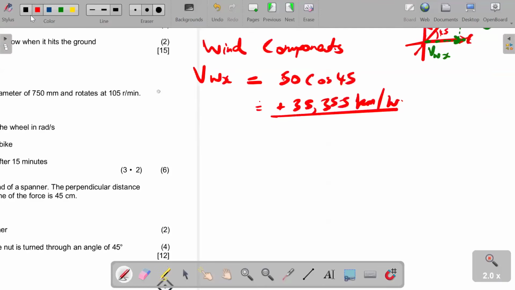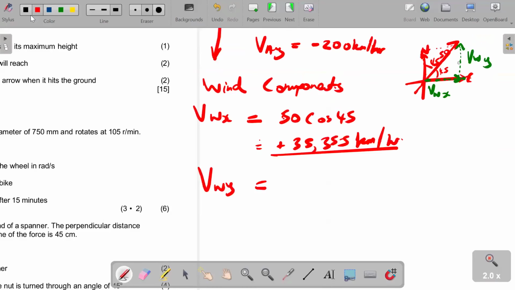Now let's go to VWY, the vertical component. So it is this one now, opposite and hypotenuse there. So that is 50 sine 45. Apparently it's going to give us the same value again, 35.355 kilometers per hour. Is it positive or negative? It is positive because we are taking the upward direction. We chose north as positive, and apparently it's also going to the north.